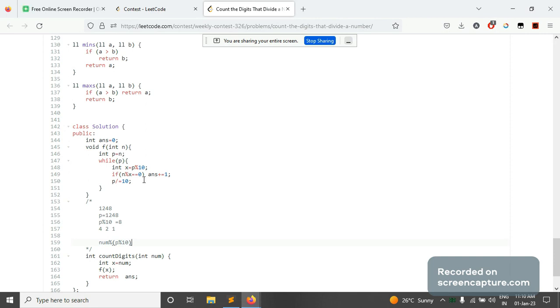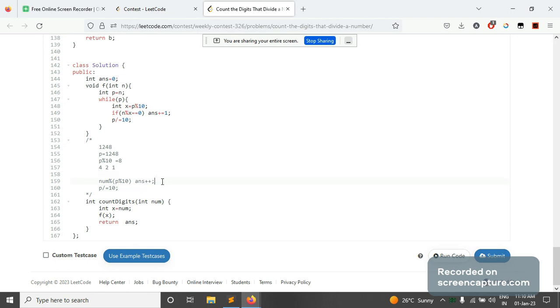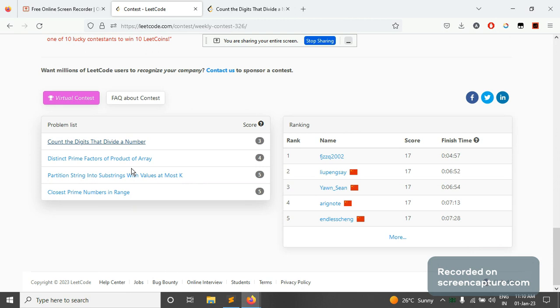So if it's becoming possible, then in that case I will increase the counter, and I'm continuing to decrease p by a factor of 10. So this is a very basic question. This is all about the first question. Let's move to the second one.